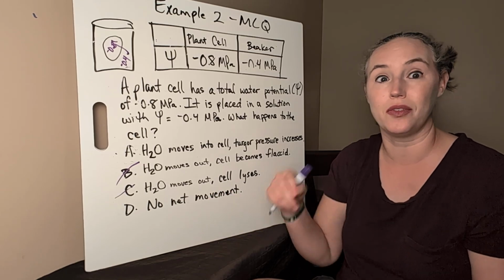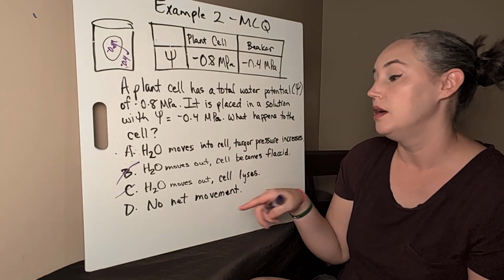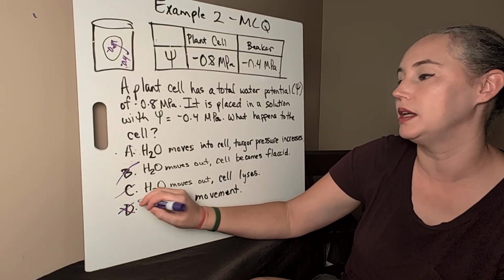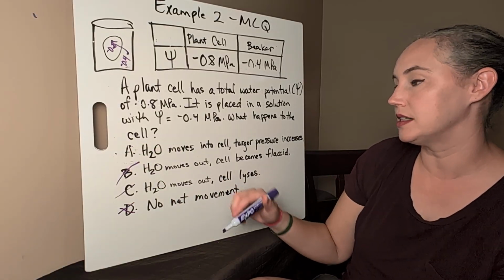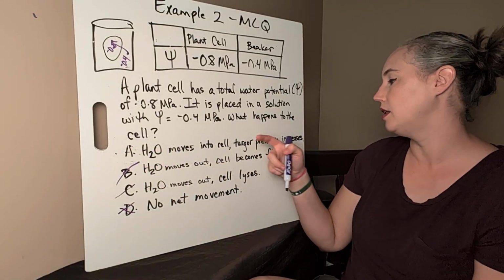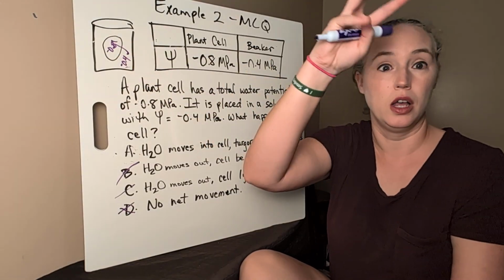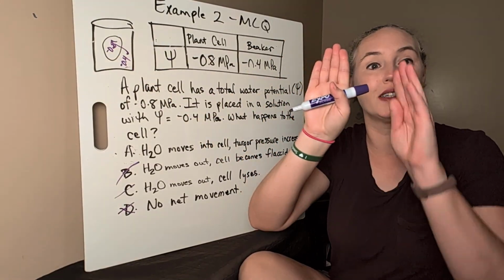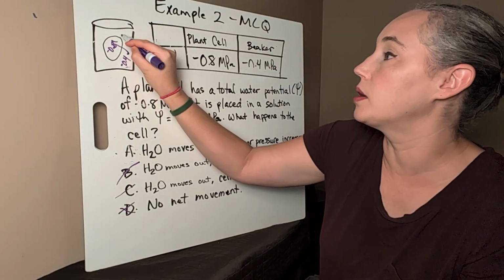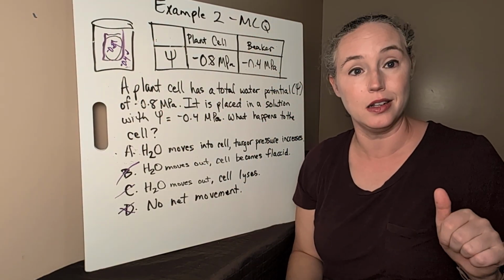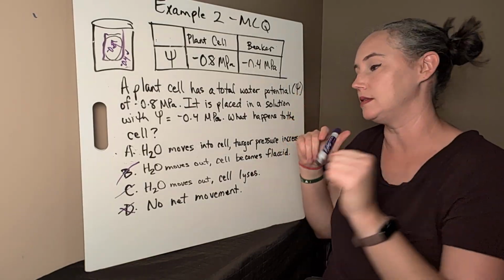That would be the case if it was an isotonic solution. But we have a difference, so there is going to be movement. That won't be it. So A, yes, water will move into the cell, and turgor pressure, or the pressure of the fluid, the cytoplasm on, let's make it a plant cell, or the cell wall, that pressure is going to increase because there's more water pushing.